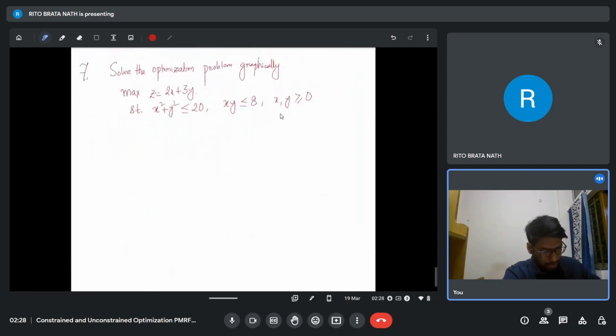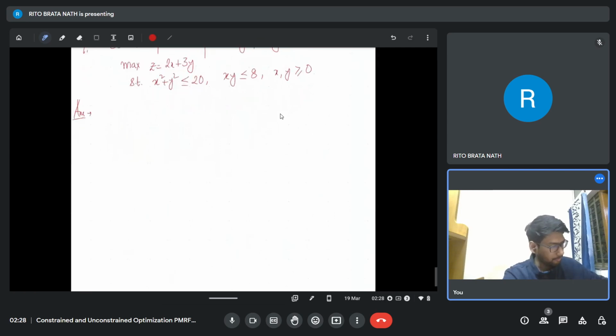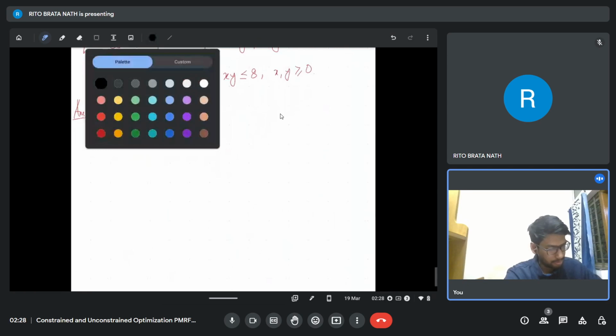And yeah, the options I'm not writing down. I'll just tell later on which one is the correct one. But anyway, let's start solving it. So the problem is given. Now let me draw the figures, the objectives and the constraints.